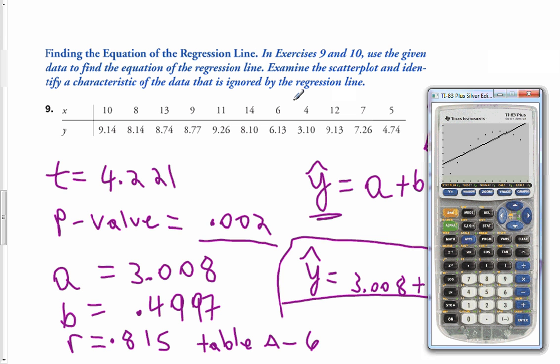Now, examine the scatter plot and identify the characteristics of the data that are ignored by the regression line. Well, the regression line says that there's a positive correlation here, and there's definitely a positive correlation, but I don't think it's a linear correlation. It kind of looks like a parabola. I think we could get a quadratic fit that would fit this better. Actually, it looks like a quadratic fit would be perfect for this one. So without looking at the actual scatter plot, sometimes we miss things if we just look at the equation.